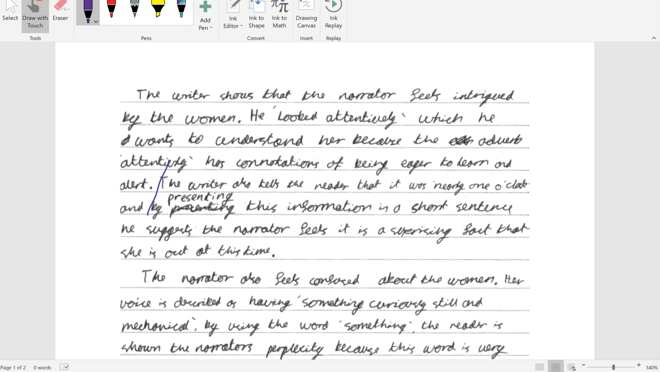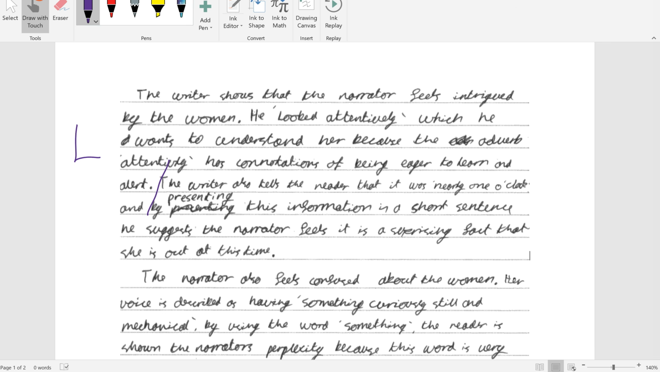The writer shows the narrator feels intrigued by the woman. He looked attentively, which he wants to understand her because the adverb attentively has connotations of being eager to learn and alert. Okay, so that's a really good example of just writing about a word, and they've put an example and they've related it to that the narrator is eager to learn. Okay, so that's a language.